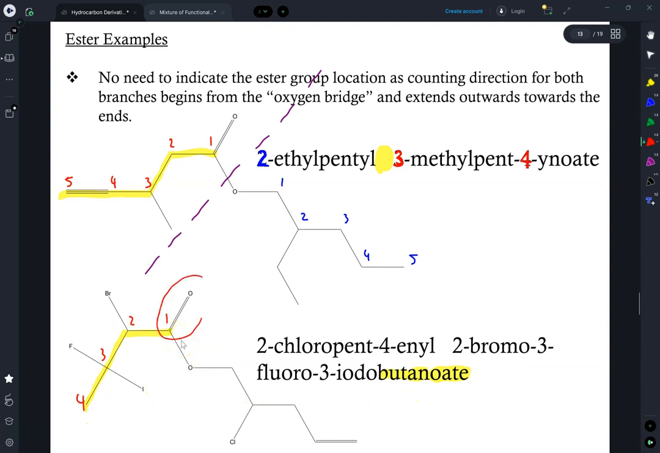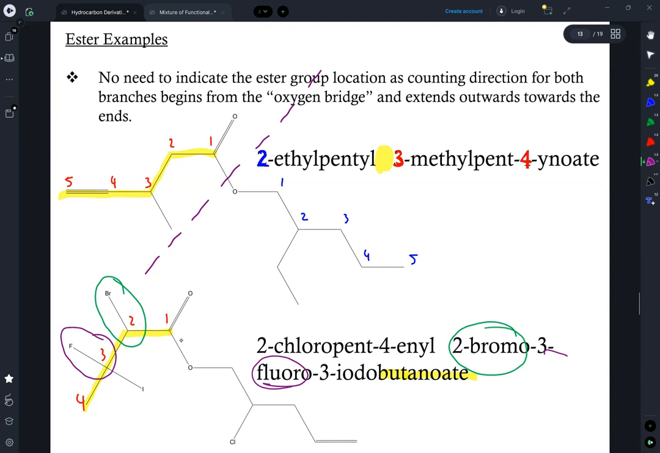By definition, the C double bond O is always going to be carbon number 1, and we're going to count from right to left with 4 carbons. Because there are 4 carbons in the parent chain, we're going to write down but, and no double bonds, no triple bonds, so that's why there's an "an" over there. And of course, we've got that weird suffix, butanoate. So the whole parent chain is called butanoate. On the number 2 carbon, we have a bromo. On the number 3 carbon, we have a fluoro, so 3-fluoro. And also popping up from the number 3 carbon, we have the iodine, so 3-iodo.